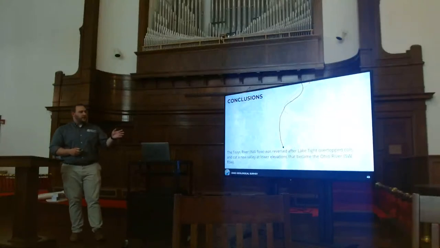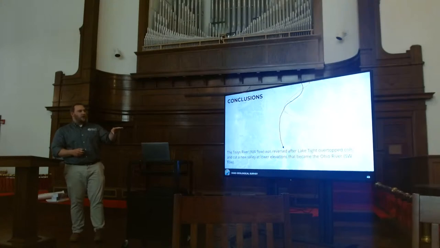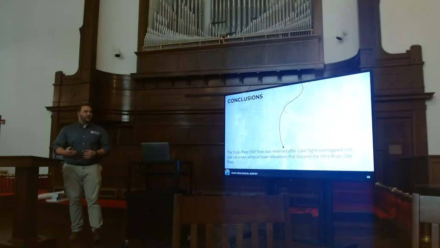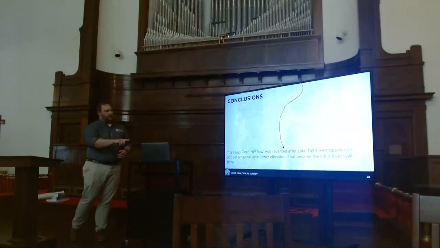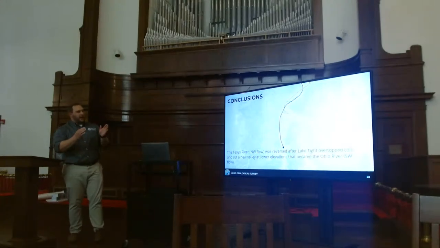The Teays River, which had a northwest flow, was reversed after the lake overtopped its divide and cut a new valley at lower elevations. This eventually became the Ohio River with a southwest flow. So you can see in this photo here, the black line is the modern Ohio River coming to the south, and the gold line is the Teays River, the path that it followed, moving to the north in this part of the world. And you can see they occupied the same valley at some point.